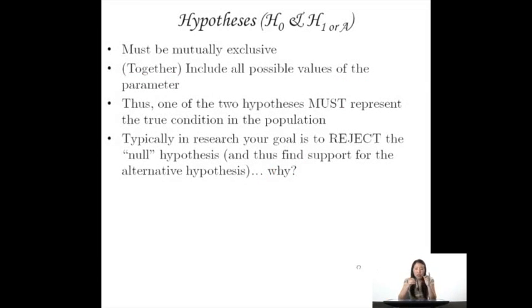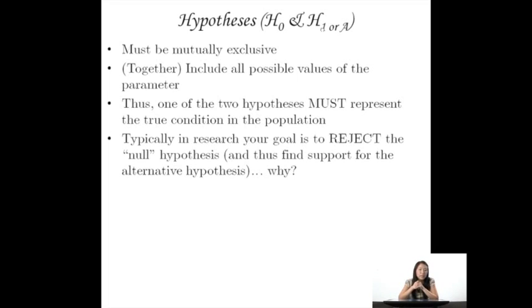Okay. So a little bit more about these two hypotheses. Now, these two hypotheses, the null and the alternative, sometimes you might see the alternative written as H sub 1. They must be mutually exclusive. This means if one is true, the other cannot be true. If the other is true, the first cannot be true, right?